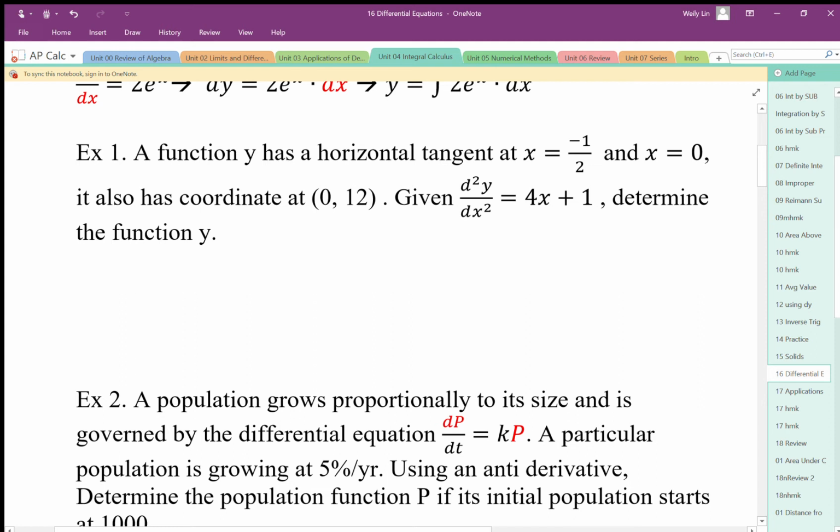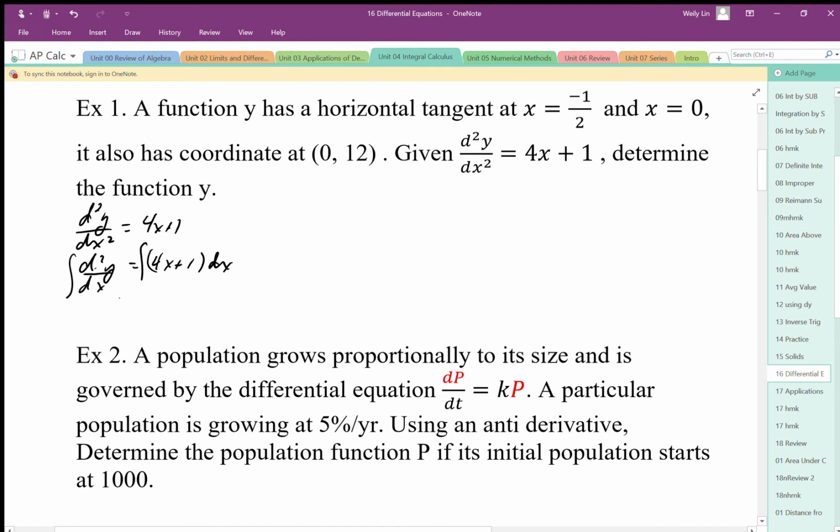Essentially we're being asked to anti-differentiate twice. So it looks like this: d squared y over dx squared equals 4x plus 1. I'm going to say the second change of y is equal to 4x plus 1 times dx. I'm going to integrate both sides. So I end up with the first derivative equal to the antiderivative of this, which is 2x squared plus x plus c. So that is the f prime, or the y prime.